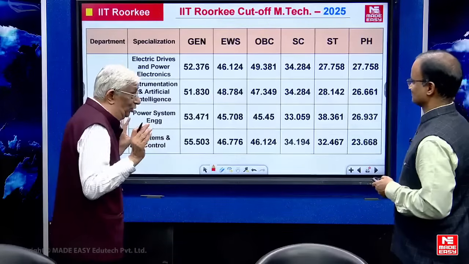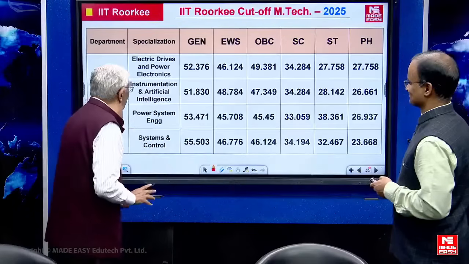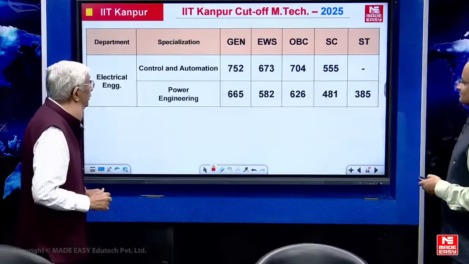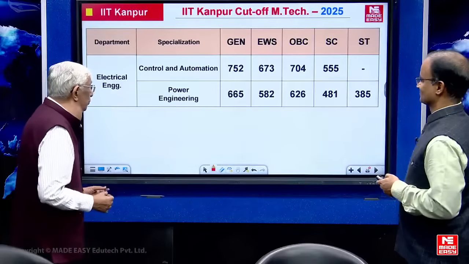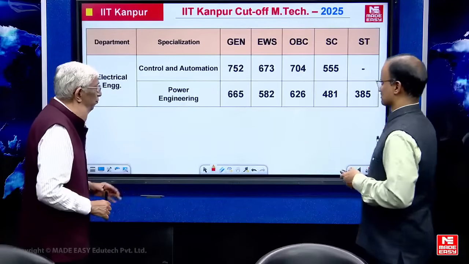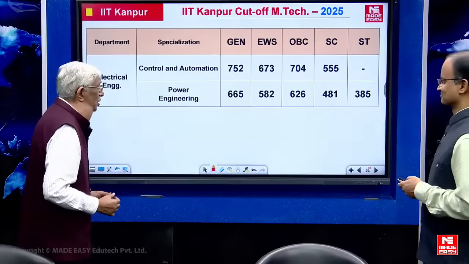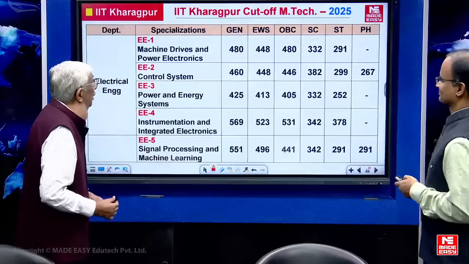Roorkee always talks about marks. Kanpur, power engineering 660. Power engineering is 65 less. Control and automation is a bit high, it's a high priority.